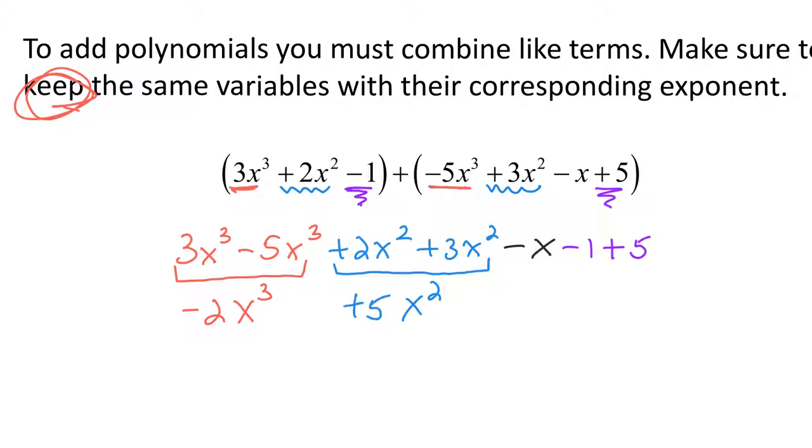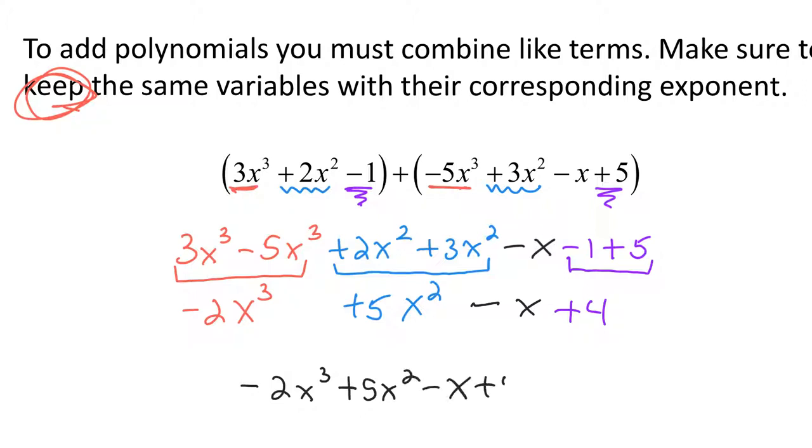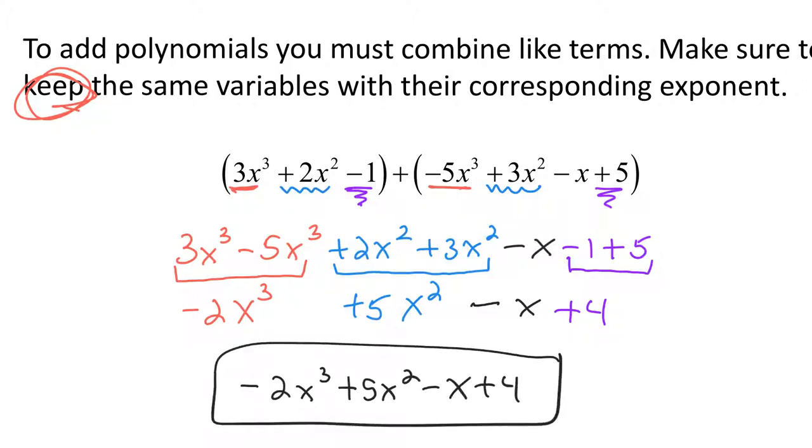Now the next one, we have a minus x, but we don't have another like term. So I'm just going to bring that one down, minus x right here. And the last one, you do have a negative 1 plus 5. That's a positive 4. Now this one doesn't look very good for the answer, so I'm going to put them together. So my answer is negative 2x cubed plus 5x squared minus x plus 4. So you added the two polynomials, a trinomial plus a quadrinomial, and we got that answer.